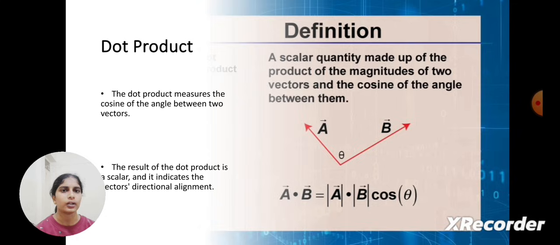Next, dot product. The dot product measures the cosine of the angle between two vectors. The result of the dot product is a scalar and it indicates the vectors' directional alignment. A scalar quantity made up of the product of the magnitudes of the two vectors and the cosine of the angle between them. So, vector A dot vector B equals magnitude of A times magnitude of B cos theta, where theta is the angle between A and B.